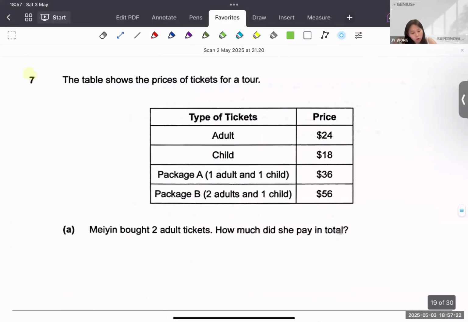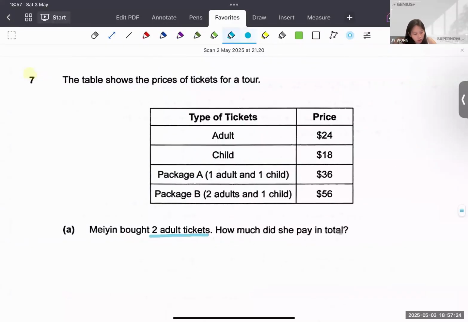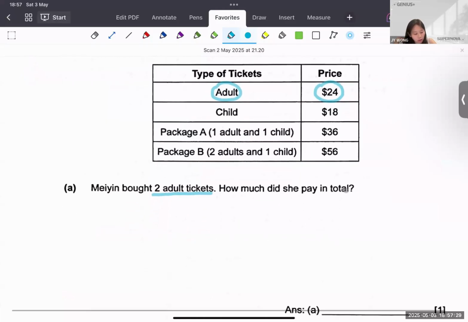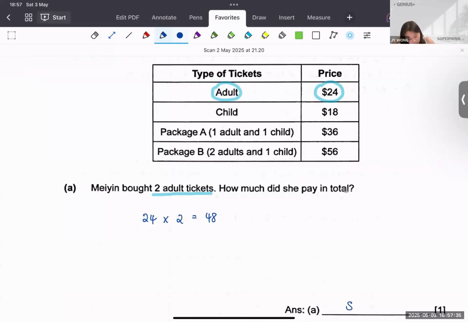Okay, 2 adult tickets. So adult tickets, the price is $24. So how much did she pay in total? 24 times 2, which is 48. So your answer is just 48, but with the dollar sign.